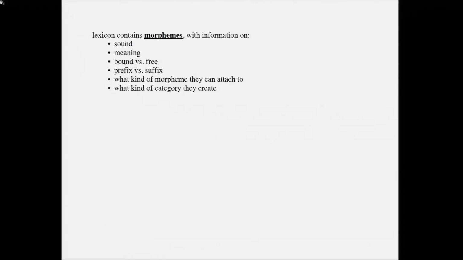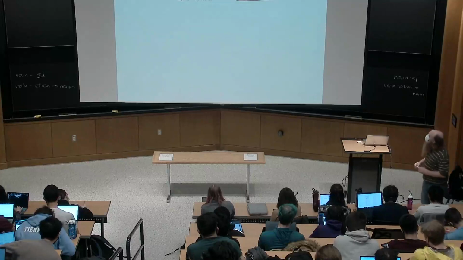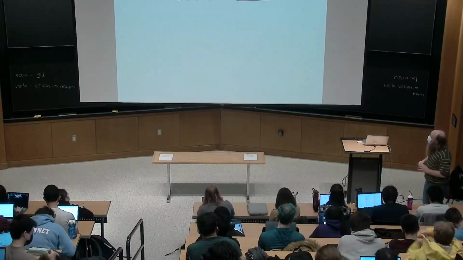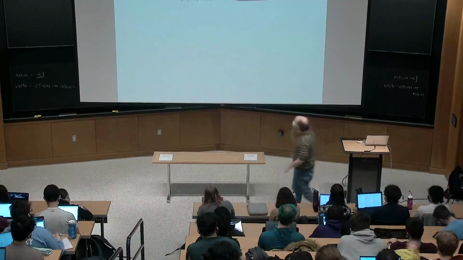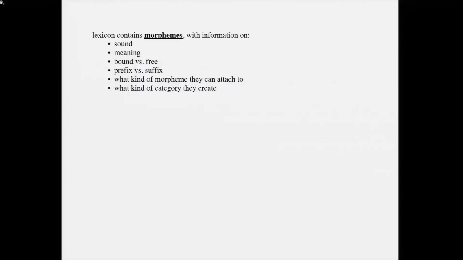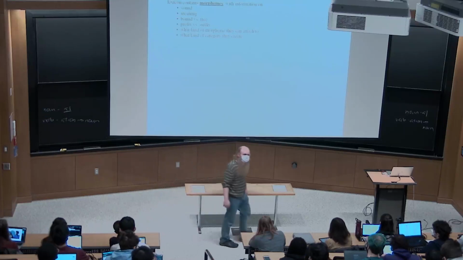Just adding some things to the list I showed you before. The lexicon has morphemes in it. The morphemes all contain information about sound and meaning and whether it's bound or free. And if it's bound, what kind of bound morpheme it is, a prefix or a suffix or a tone or an infix or whatever. And also, what kind of morpheme they can attach to. Do they attach to nouns or verbs or what? And at least for some kinds of morphemes, what the result is, whether you create a noun or a verb or an adjective or whatever. Does that all sound OK?